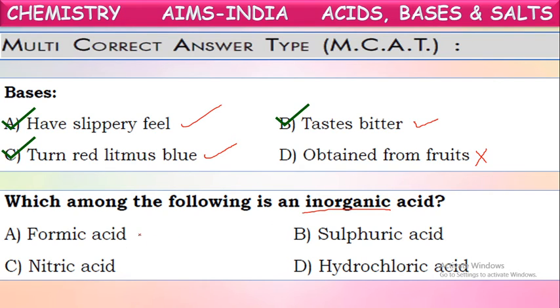See, formic acid. It is obtained from ants. So it is obtained from natural living things. So it is an organic acid. See, sulfuric acid. It is prepared from minerals. So it is called mineral acid or inorganic acid. And even nitric acid and hydrochloric acid also. These three come under inorganic acids or mineral acids because these are prepared in the laboratory from the minerals. Okay, next one.